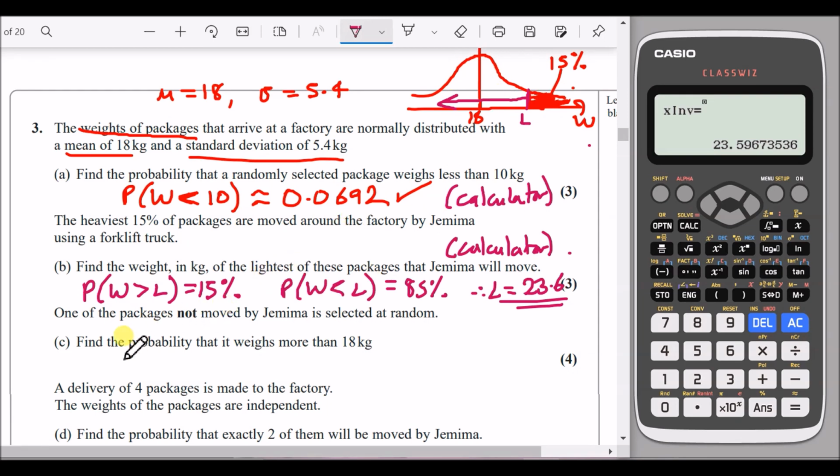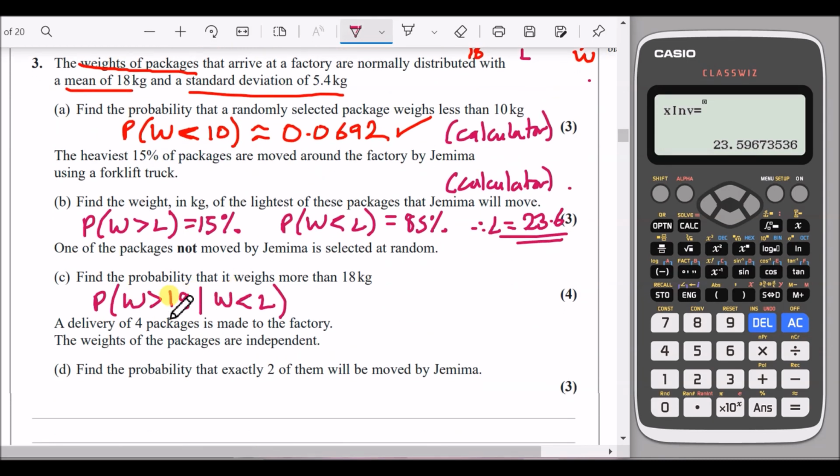Now find the probability that it weighs more than 18. So this is simply a given that question. We're trying to find the probability that the package weighs more than 18, given that it was not moved by Jemima. So essentially, we can write it like this: probability that the package weighs more than 18, given that it was not moved by Jemima. We know that it was not moved by Jemima, meaning it's going to be the probability that W is less than the limit L, the lightest weight. Now we know what L is. L was 23.6, but we're going to leave that for a second.